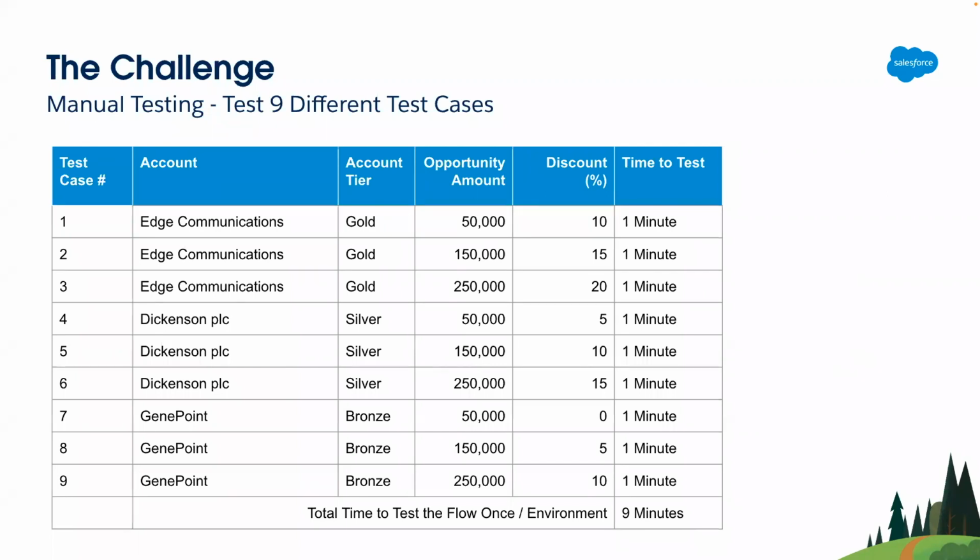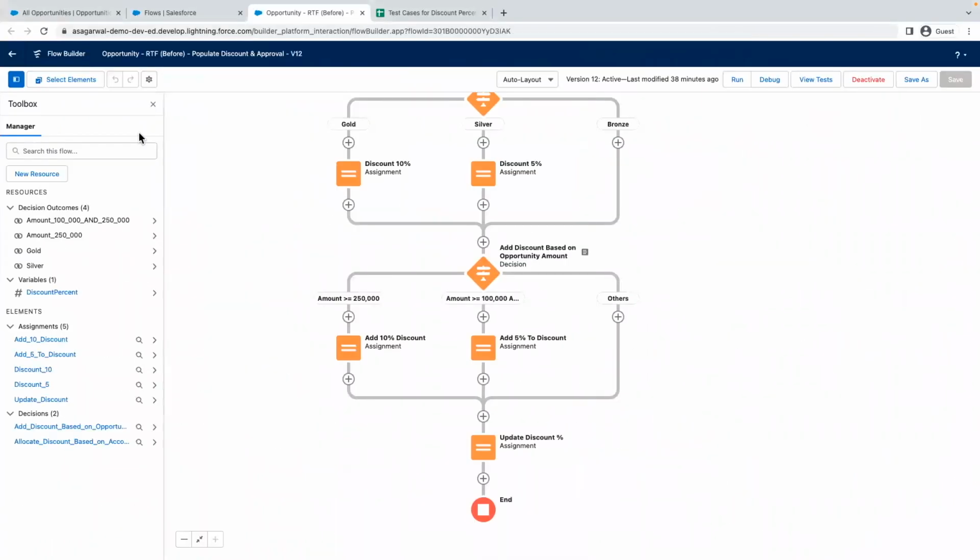Now, note that this is still comparatively a low to medium complexity requirement. Tomorrow, if CI Enterprises adds another discount tier, or they want to add another dimension to the discount percentage based on the country, the testing time will increase accordingly. So let me show you how manual testing will look. I'm going to switch back to my Salesforce org.